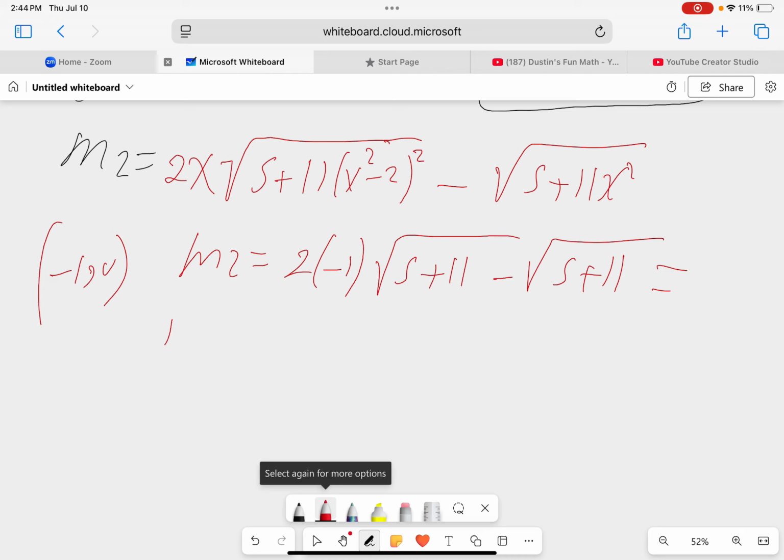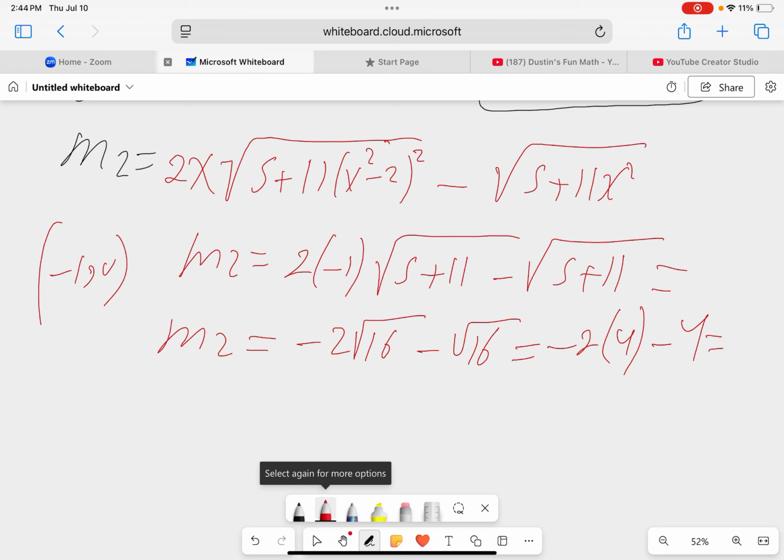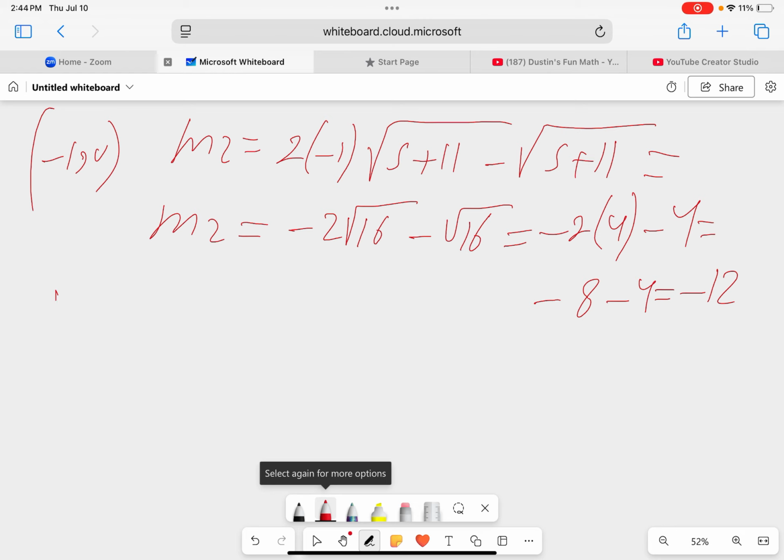So let's rewrite this. m2 is equal to -2. And then it's going to be the square root of 16 minus the square root of 16. So it's going to be -2 times 4, right? The square root of 16 is 4, minus 4. So -2 times 4 is -8. And then minus 4 is going to be -12. That's our second slope.